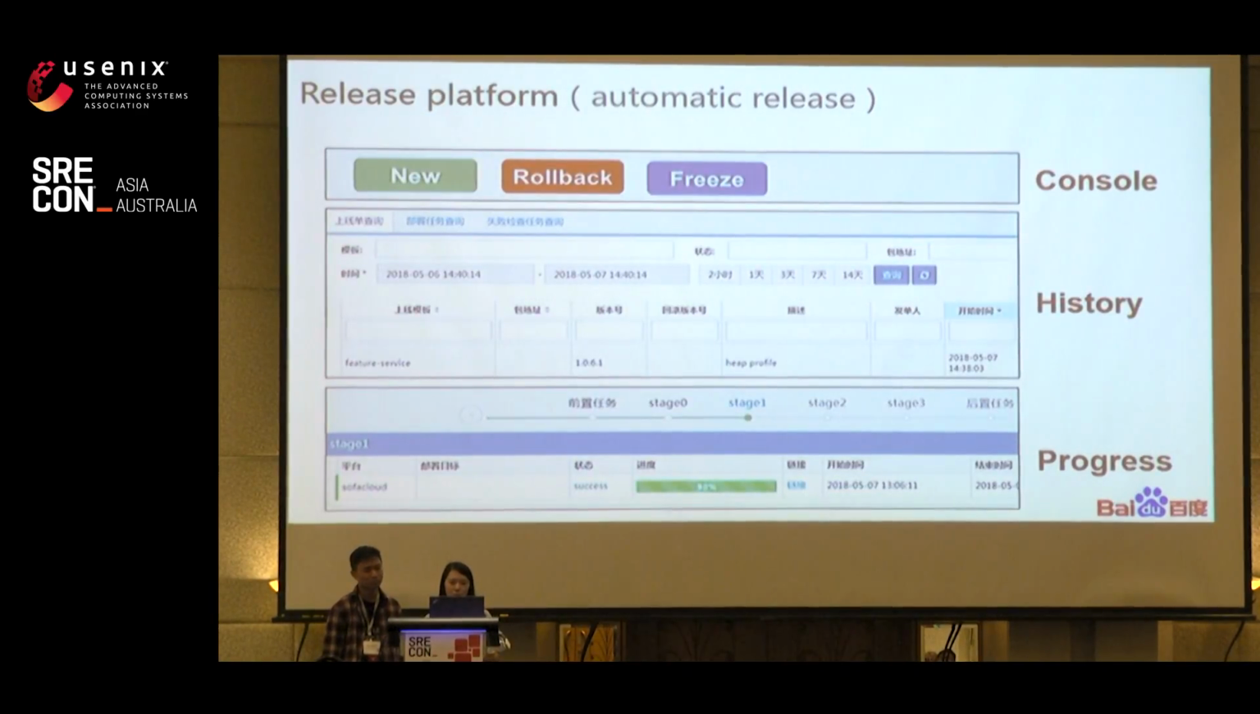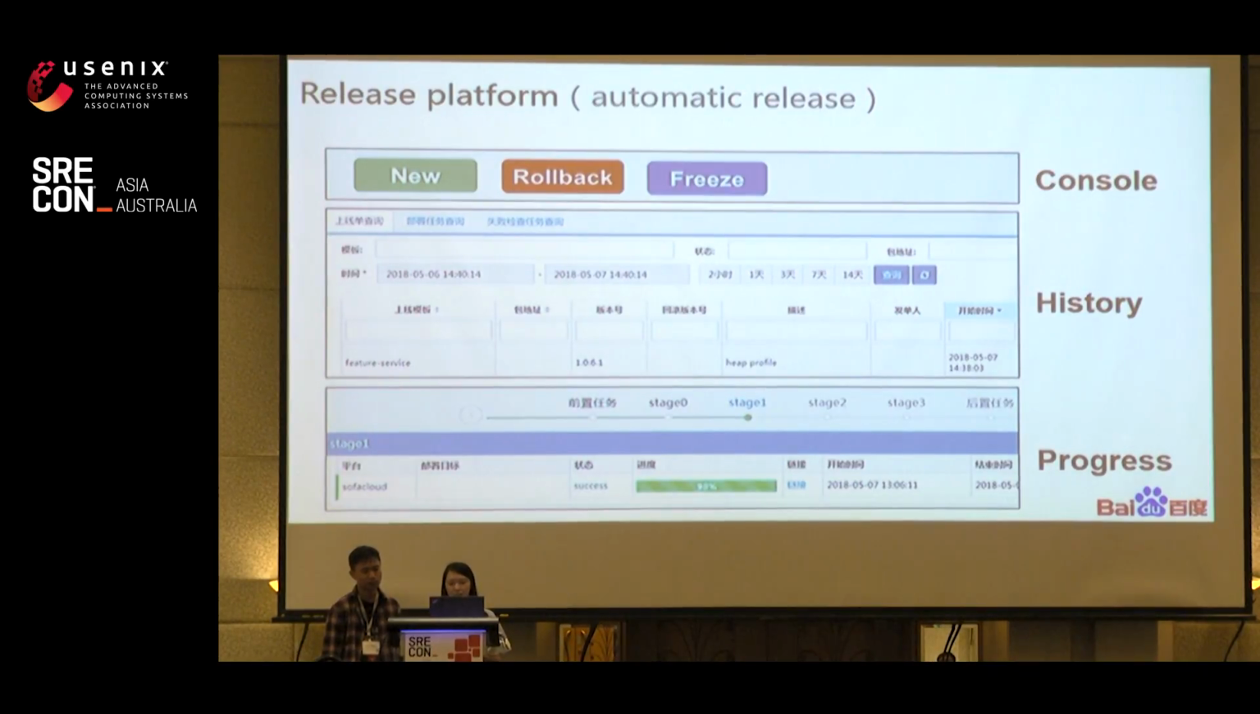The second thing is to build our release platform. In the past, we needed to type a lot of commands. It usually took more than 30 minutes, and SREs often made mistakes. With this release platform, all the work can be done at one button in less than 10 minutes. For example, the green button is to launch a new release. The red button is to roll back.